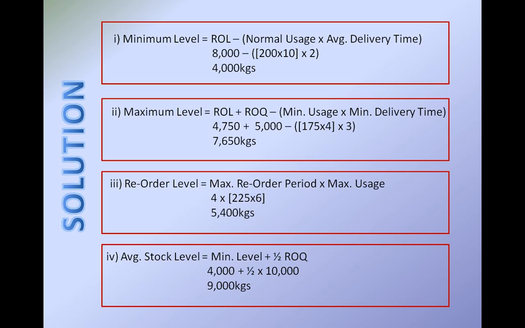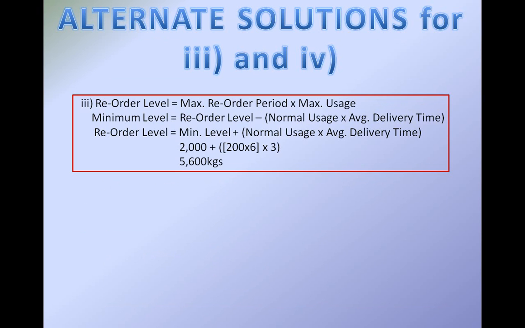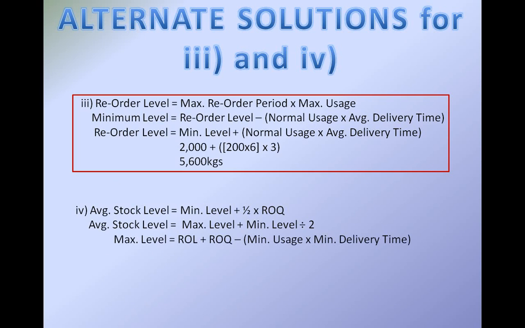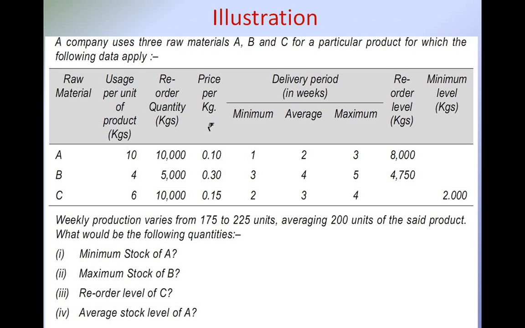So let's look at average stock level. You already know that it's maximum plus minimum level divided by 2, and the answer can be found in that way. However, we don't have the maximum level, so we'll use the maximum level formula, which is reorder level plus reorder quantity minus minimum usage into minimum delivery time. It's all given in the question.